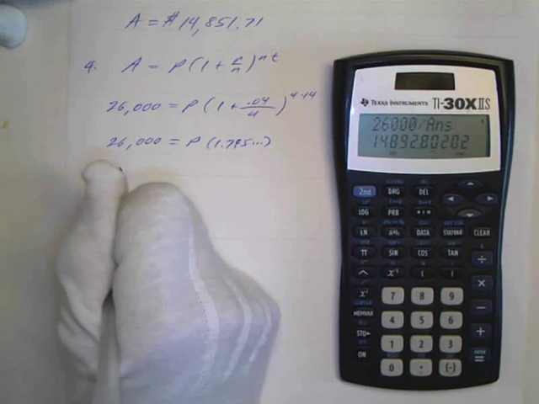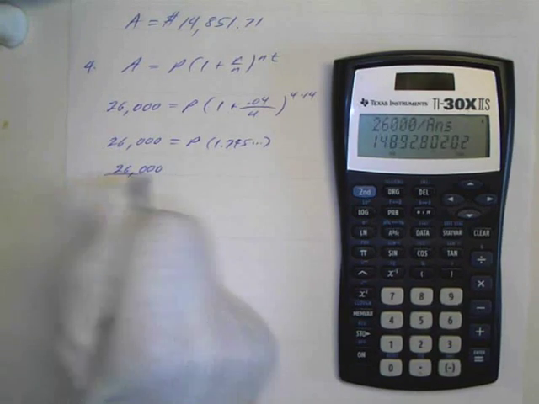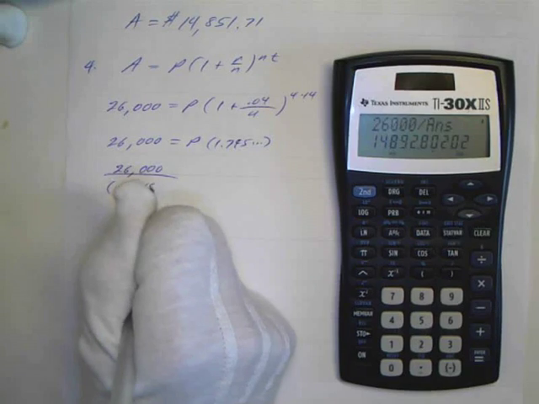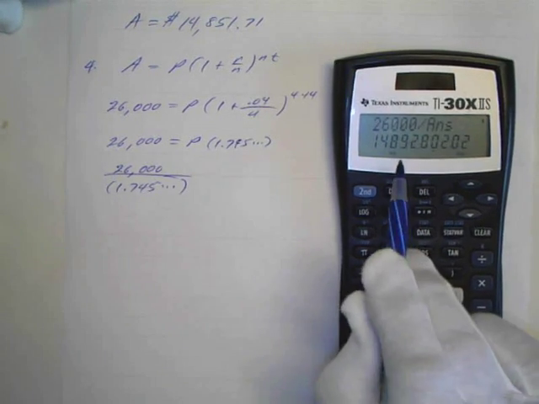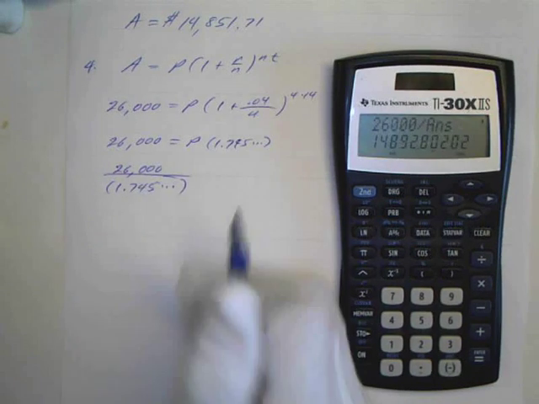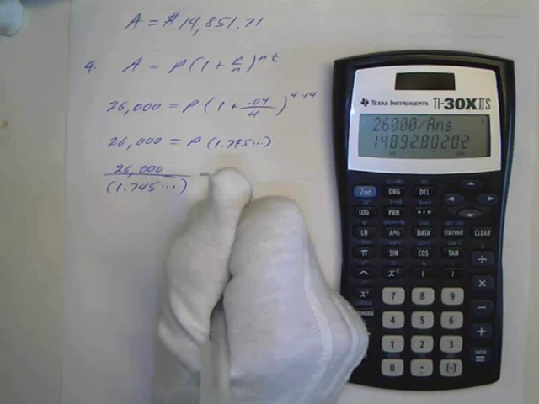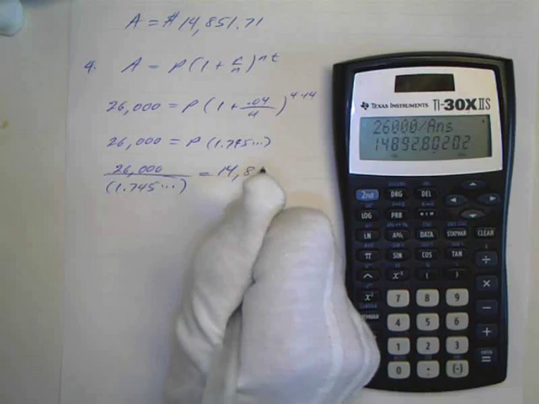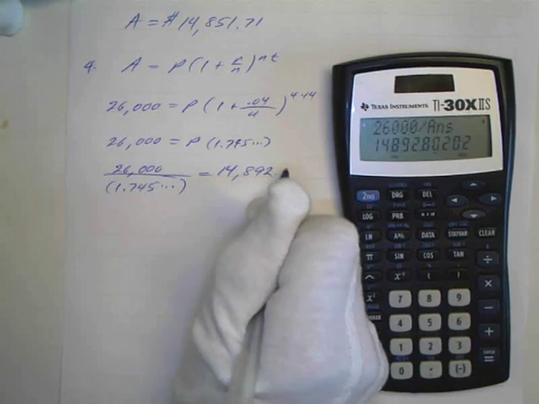Basically what we're doing is saying 2,600, I divide both sides by this, so that's divided by the 1.745 and a bunch of other decimal places. If you keep those in there, you're dividing by that number we got. And then we end up with the principal, which is going to be $1,489.28.